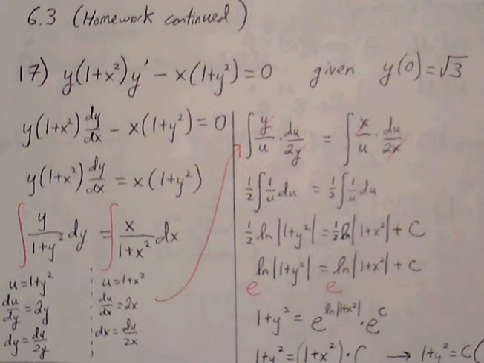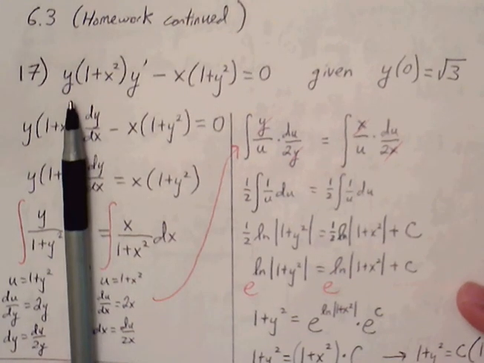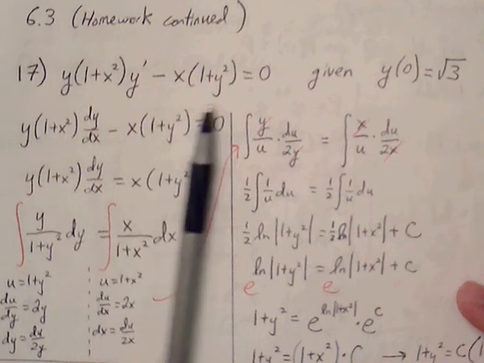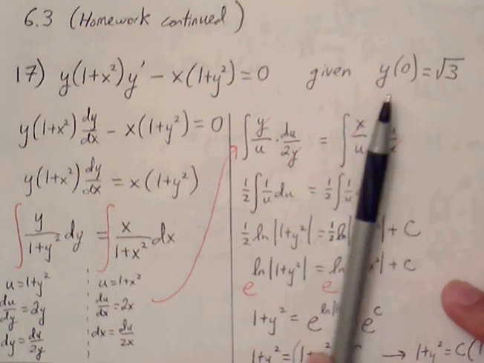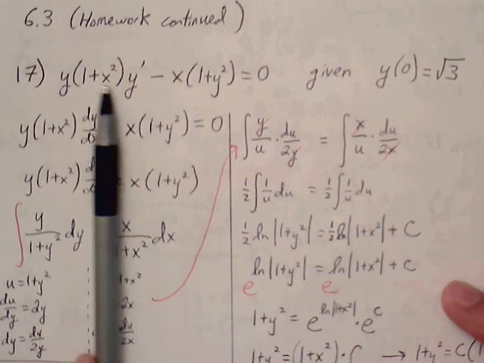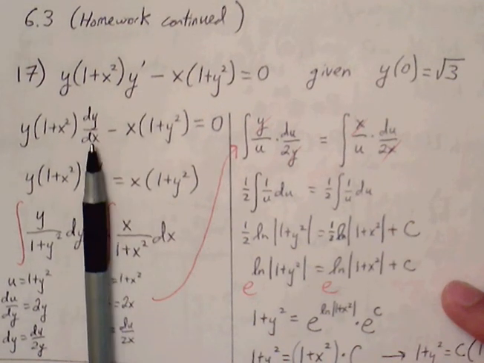Let's look at some more homework problems from section 6.3. Number 17, again, we want to solve the differential equation and then find the specific solution using the ordered pair provided. So first step, y prime gets rewritten as dy over dx.